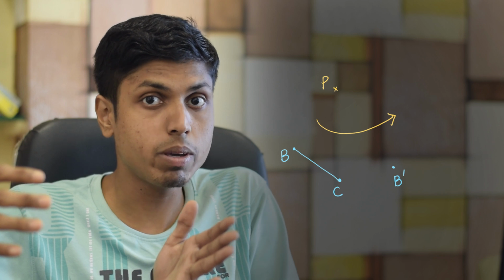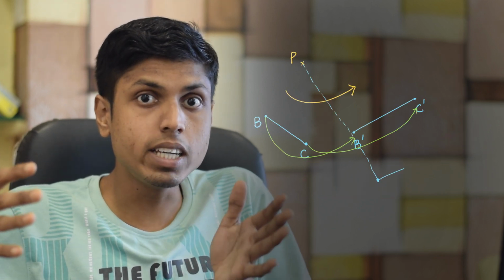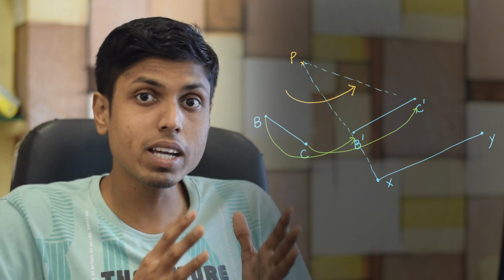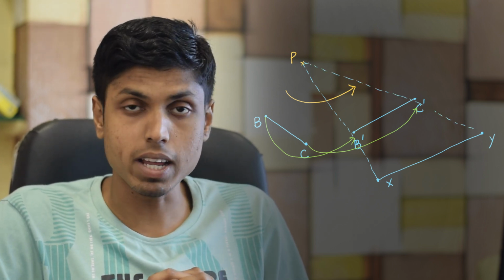So, for example, if you take a line segment BC and if you wish to rotate it first, then it goes to some other place B prime C prime, and then if you dilate it, maybe it increases its size and becomes XY. So this is a typical example of spiral similarity.